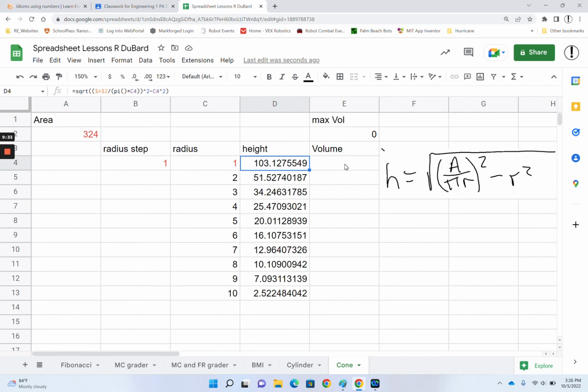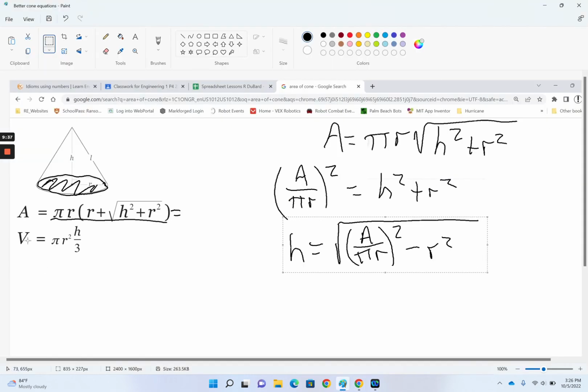So far, so good. Now, the volume. The volume is pi r squared h over 3. And really, that over 3 you can put anywhere. Some people say it's 1/3 pi r squared h. Lots of ways to say it. But we're just going to do pi r squared h, all multiplied together, then divide all that by 3.